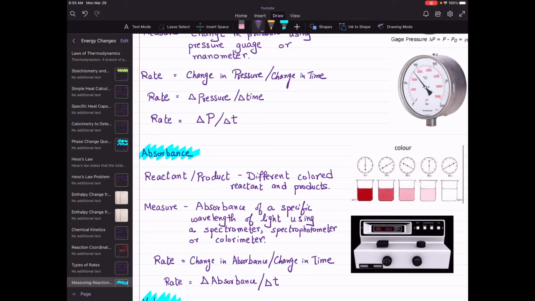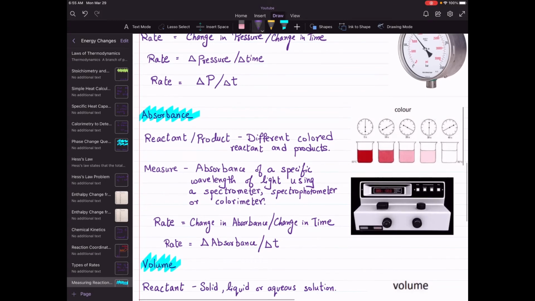So this can be used, again, as I said, reactants and products have to have different colors. And to use this technique, the instrument you would need is a spectrometer, spectrophotometer, or a colorimeter. All of these devices will measure the absorbance at specific wavelengths. So what we are going to be measuring is the change in absorbance over the change in time, which is the same as saying rate is equal to delta absorbance over delta time. And once we know that, we will know how fast the reaction was taking place.